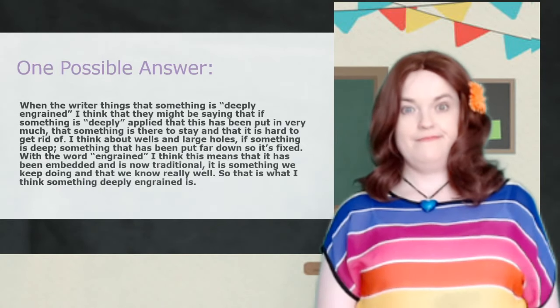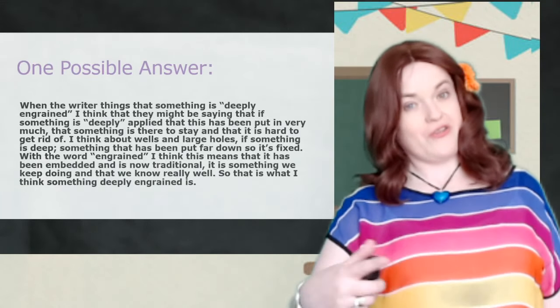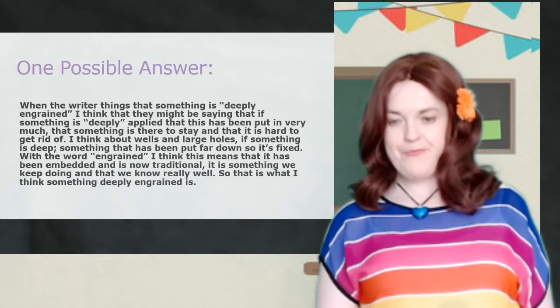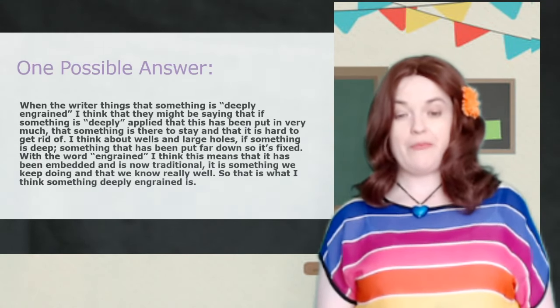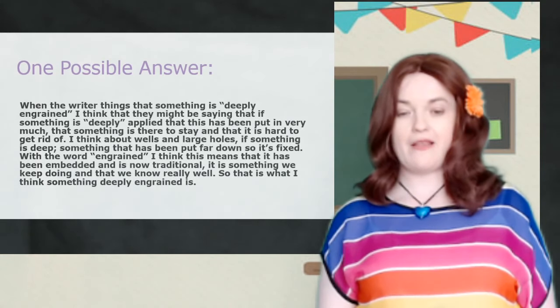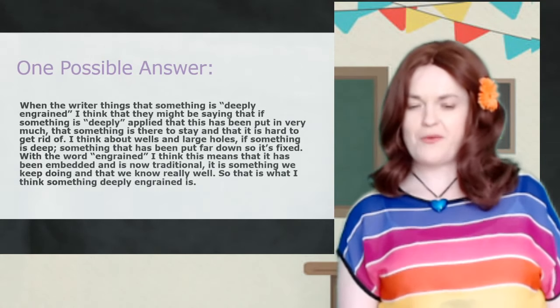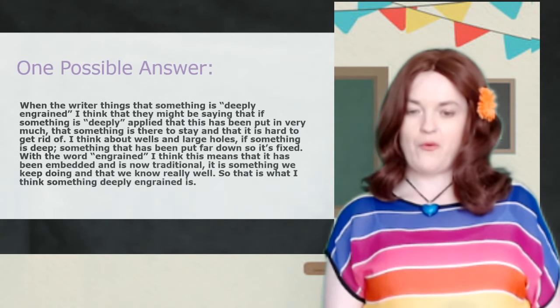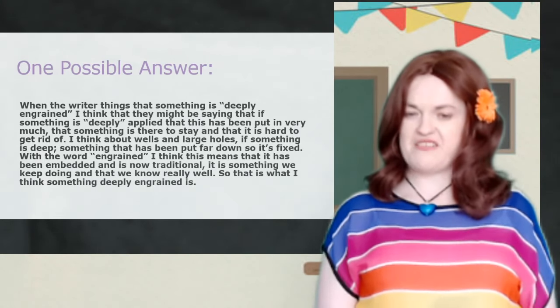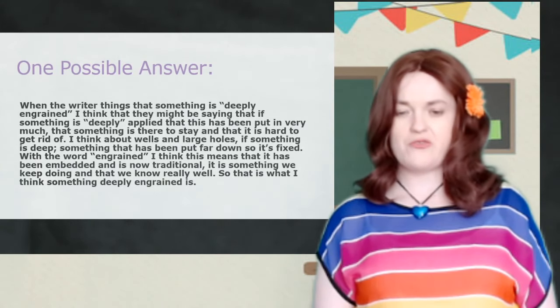Look at this. So this is the sorts of things as teachers we'll see. When the writer thinks that something is deeply ingrained, I think that they might be saying that if something is deeply applied, that this has been put in very much, that something is there to stay and that it's hard to get rid of. I think about wells and large holes. If something is deep, something that has been put far down so it's fixed.